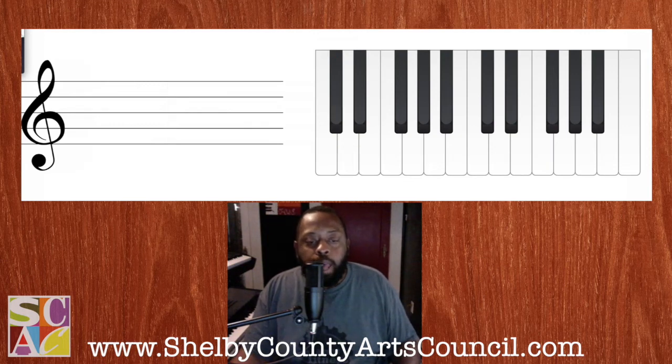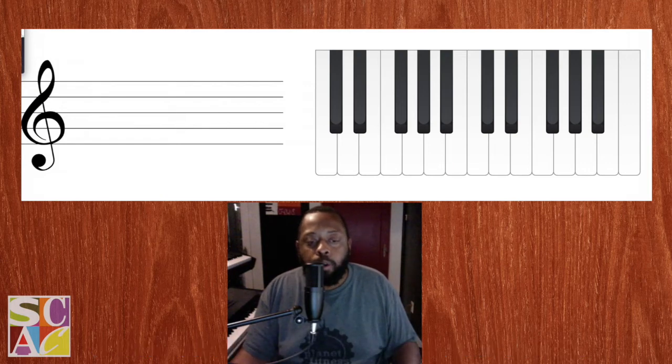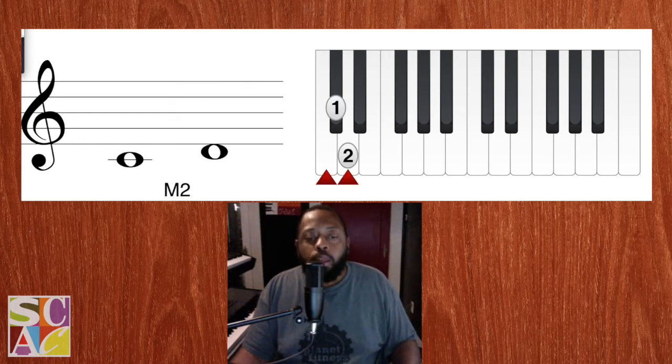There are four types of specific intervals. There are major, minor, augmented, and diminished. But I'm only going to focus on two, the majors and the minors. So let's go back to the C to D interval. Now, we're going to look at it from a specific interval standpoint. This is called a major second.